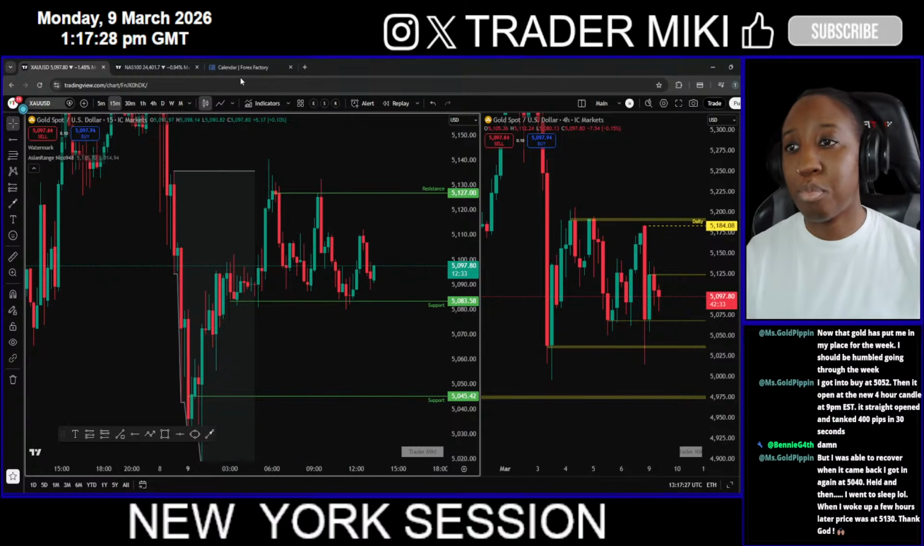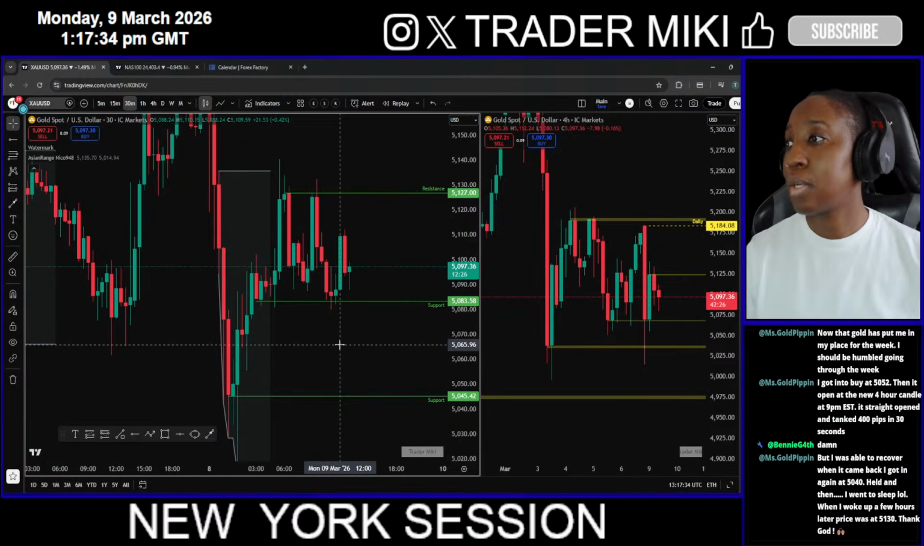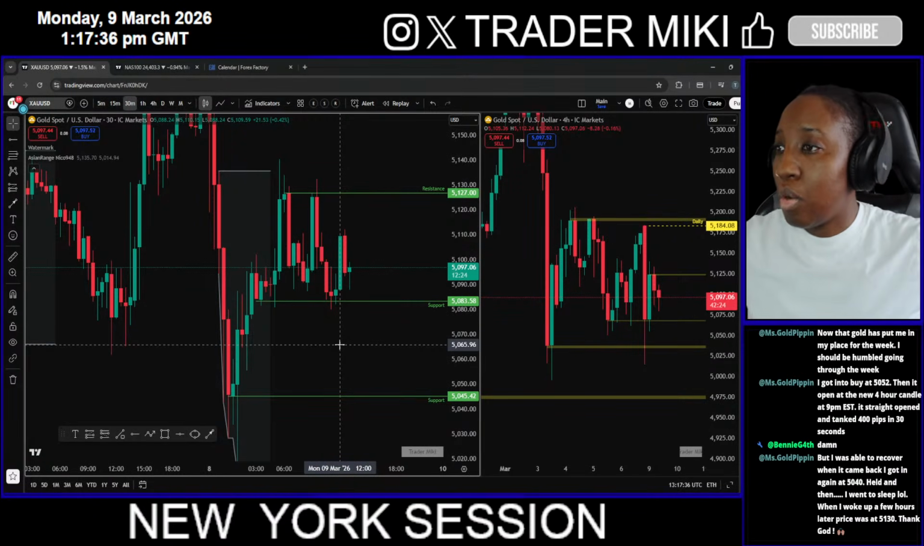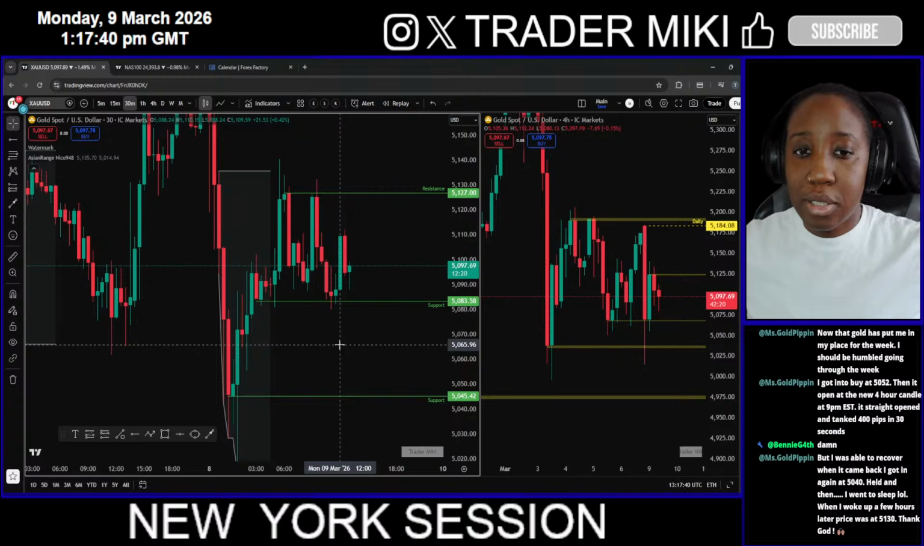Alright, so price made that bottom wick, and as expected, we might not close below. What are your thoughts on gold this morning then? You looking for buys, more buys?